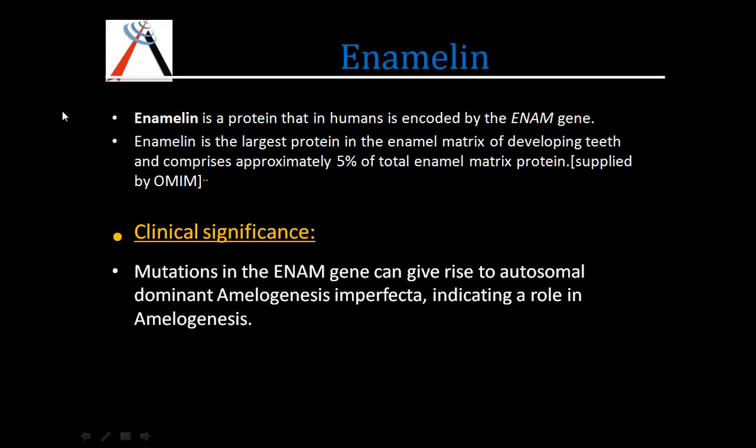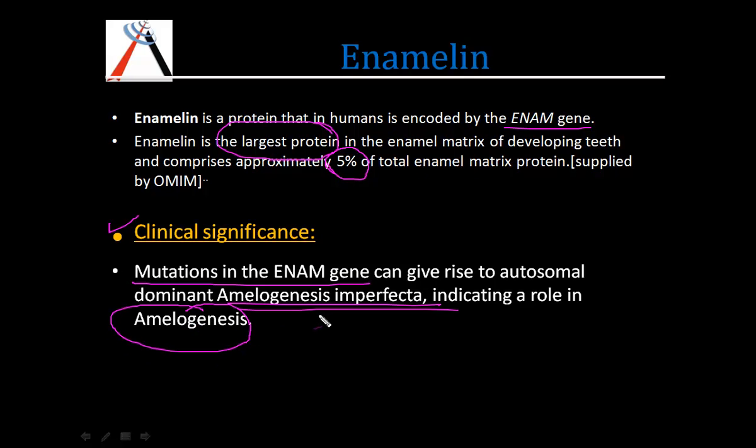The next protein is enamelin. It is encoded by the gene ENAM and it is the largest protein in the enamel matrix, but it comprises only a very small composition, that is only approximately 5% of the total enamel protein. The clinical significance is mutation of this gene is also known to give rise to amelogenesis imperfecta, and this indicates that it too plays an important role in the process of amelogenesis apart from the protein amelogenin.